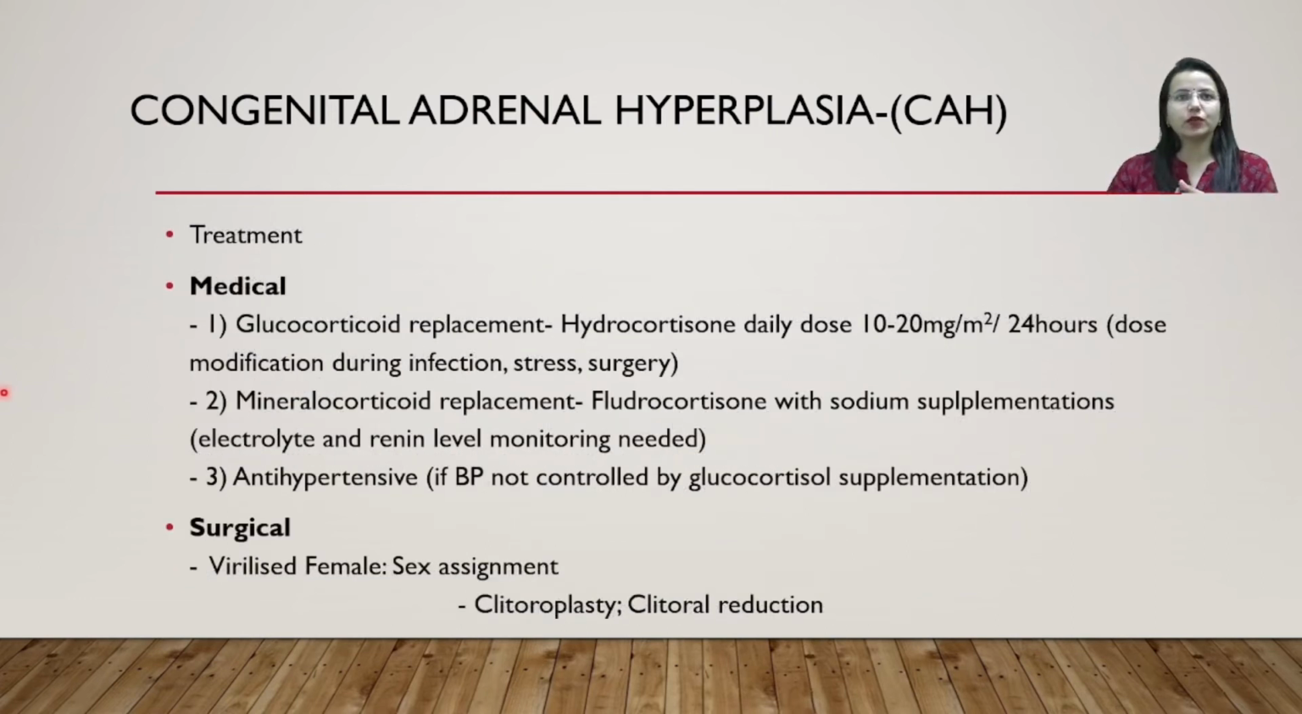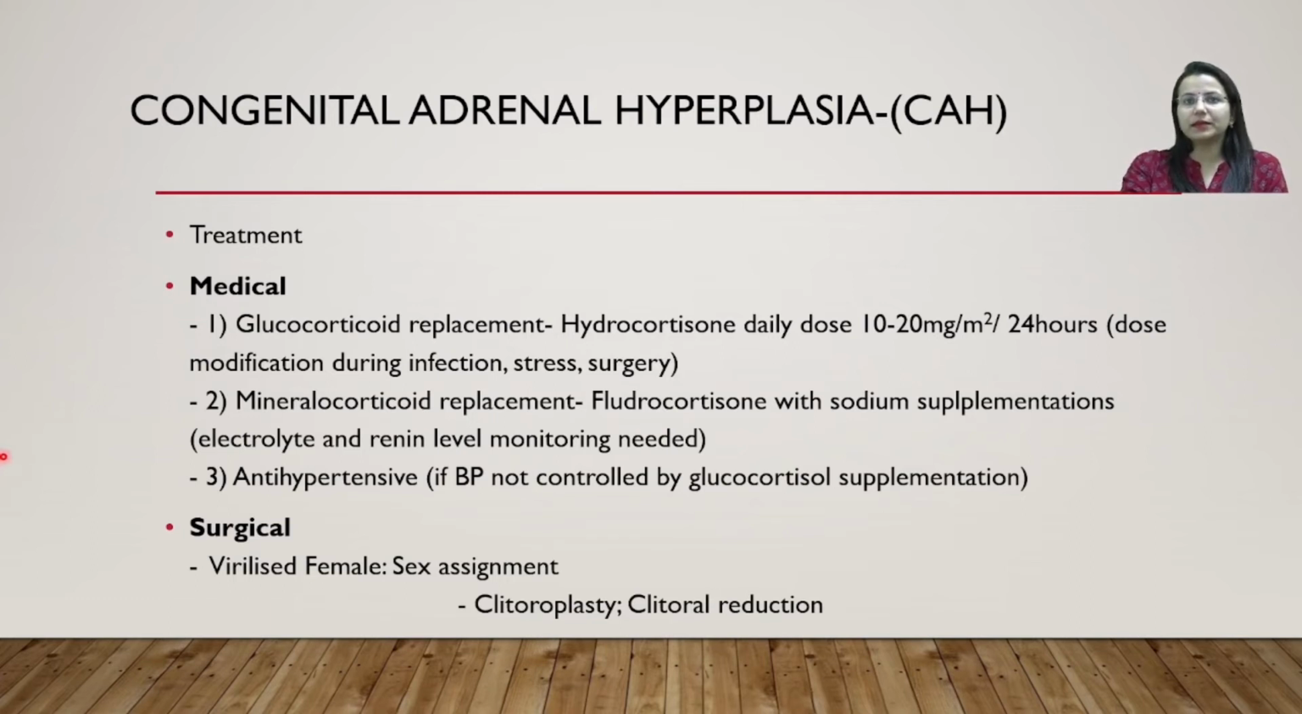For treatment, it could be medical and surgical. For medical, they need lifelong glucocorticoid replacement, which is done with hydrocortisone with daily doses of 10 to 20 mg per meter square, and they may need dose modification during various infections, stress, or surgery. Some cases will also have mineralocorticoid deficiencies, for which they will need fludrocortisone.